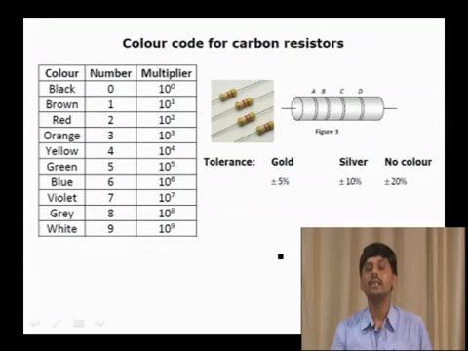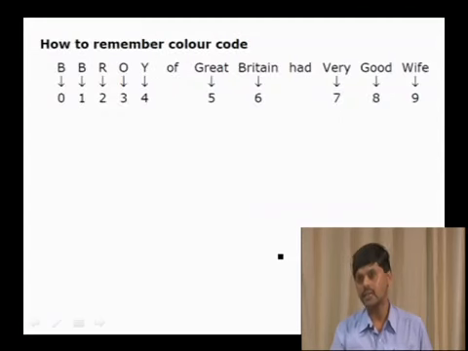How do you remember this list of colors? We have one sentence for that: B.B. Roy of Great Britain had a very good wife. This is the sentence to remember all the colors. The first color is black 0, brown 1, red 2, orange 3, yellow 4, green 5, blue 6, violet 7, grey 8, white 9. Like that, we remember these colors, and we can easily calculate the color code for any resistor.